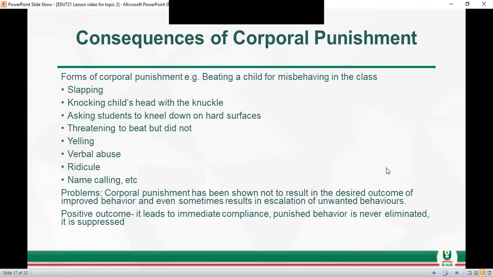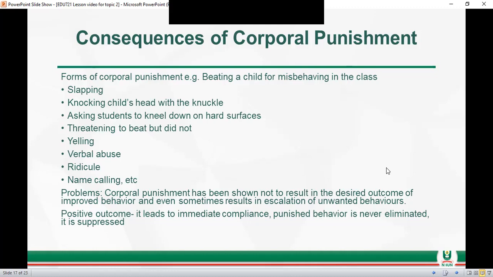And corporal punishment has been shown not to result in the desired outcome of improved behavior. And it even results in the escalation of unwanted behavior. It hardens the child. We're still going to look at it. There's a particular slide where I have listed out some of the consequences of corporal punishment that resulted from many years of research studies.